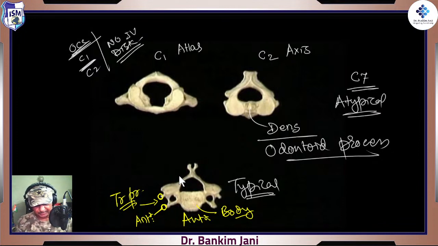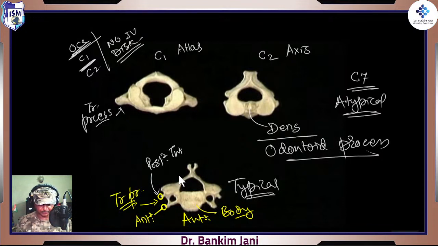Another important point is regarding the transverse process of C1. In the transverse process of C1, there is nothing like anterior or posterior tubercle. It is just a transverse process. Same thing is true even for C2. So you have to keep that thing in mind. And this is the posterior tubercle, right? Posterior tubercle of transverse process. And this is the anterior tubercle of transverse process of C3, 4, 5, 6, 7.